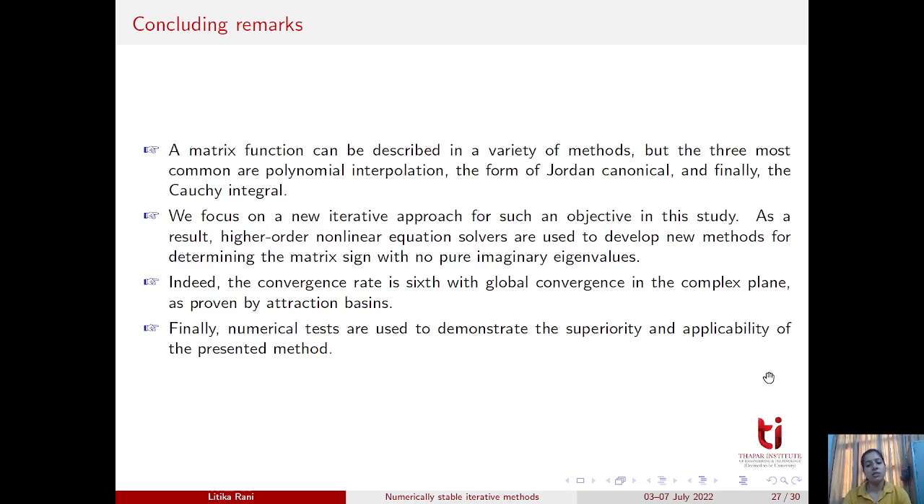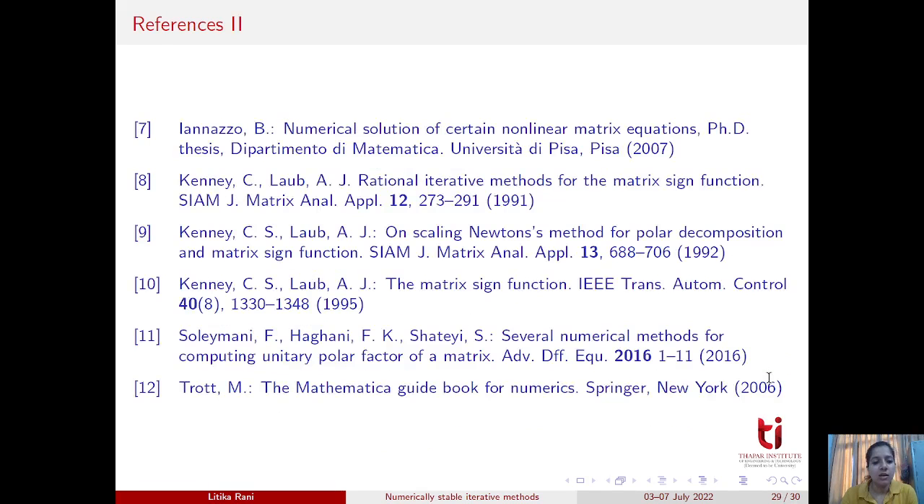So basically a matrix function can be described in a variety of ways, but the three most common are polynomial interpolation, the Jordan canonical form, and the Cauchy integral. But we focus on a new iterative approach for such an objective in this study because the others are somewhat difficult to study. So we came up with a new higher order iterative method for finding the matrix sign function with no purely imaginary eigenvalues. This method has sixth order of convergence with global convergence behavior as proved by theorems. And also the numerical results demonstrate the superiority and applicability of the presented method. These are references. Thanks.